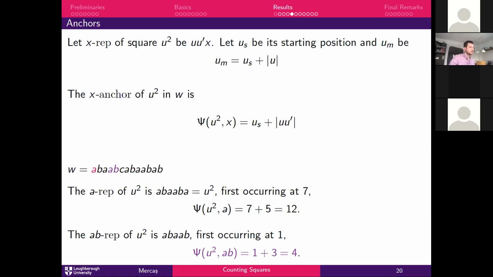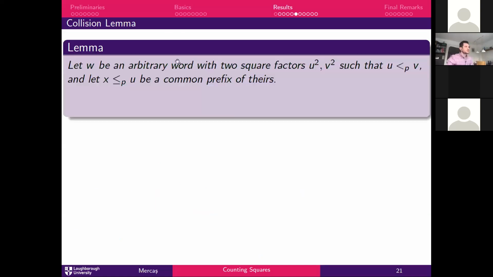Hope I didn't lose everybody. So again, I'm looking at squares. I'm going to look at the longest prefix that ends in some word, in some prefix X. And then based on this, I can mark some positions.